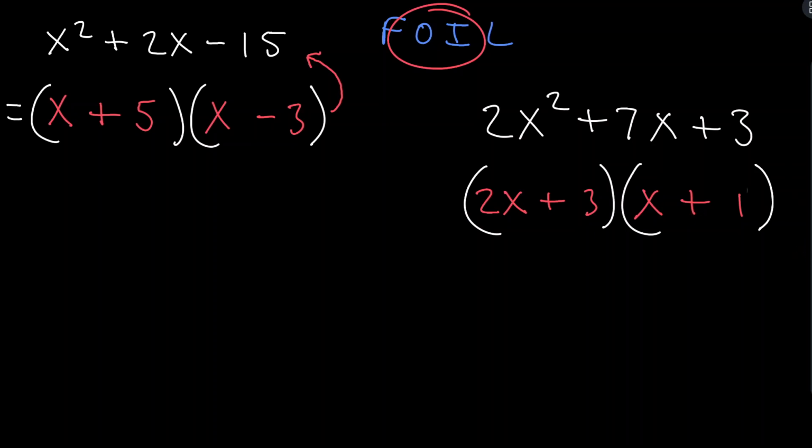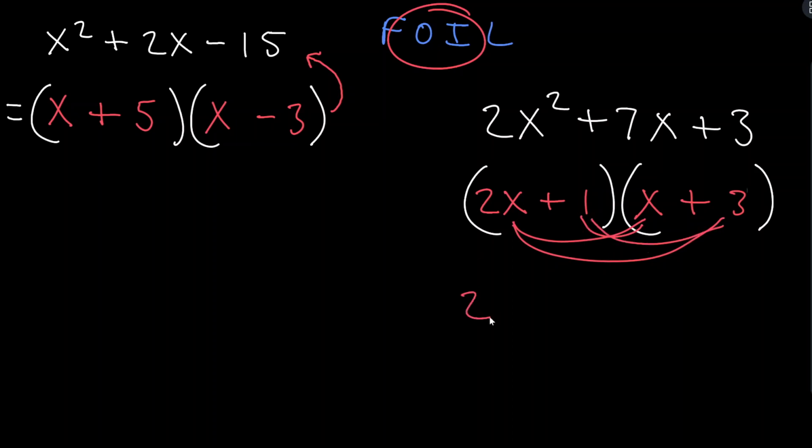So let's see if this works. I just randomly put the 3 and the 1 in. Let's see, we get first 2x squared plus 2x plus 3x. That's going to give us plus 5x, right? We want to get 7. So I think it's going to be the other one, plus 1 plus 3. Let's try it out. That's 2x squared plus 6x plus x. That's going to give us plus 7x, right?